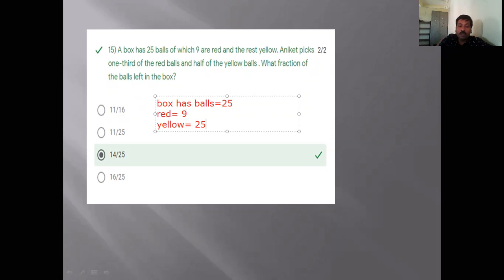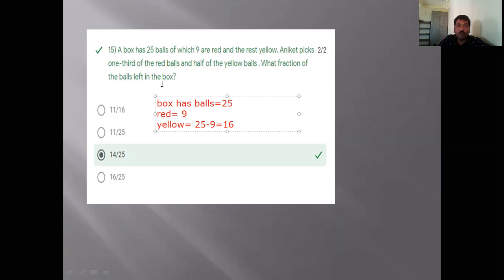When we subtract 9 from 25, the number of red balls, we get 16. Sorry, not 18, we get 16 yellow balls. And Ankit picks one third of the red balls and half of the yellow balls. What fraction of the balls is left? How many balls are left?